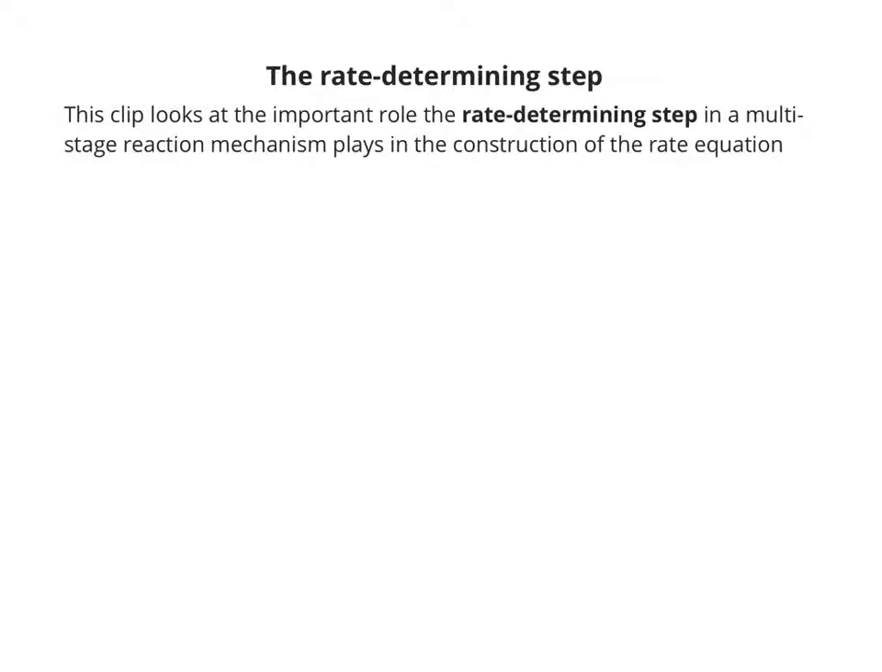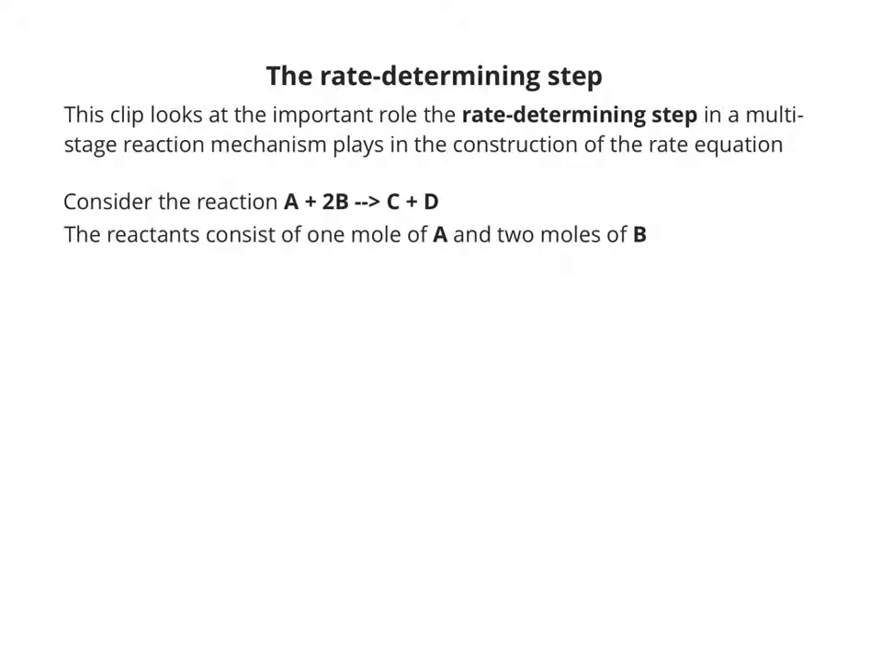Hello, welcome to this clip going through the rate determining step, which is used to construct the rate equation when we're looking at rates and orders of reaction. If we look at a simple example, an imaginary reaction A to 2B, obviously you've got 1 mole of A and 2 moles of B present in the overall equation.